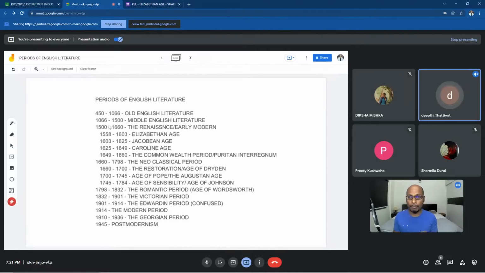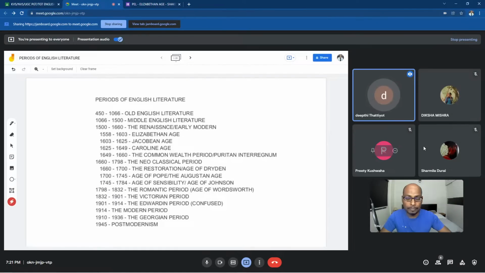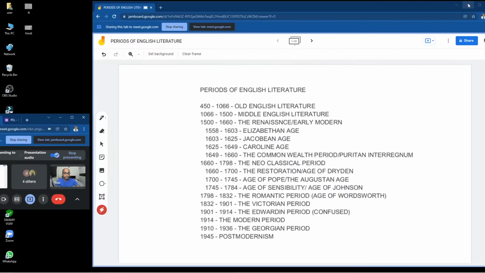Okay, so there are a lot of Bible translations. Tyndale's Bible translation was there, and mainly three Bible translations are there. But the authorized version is clear. It is in 1611.